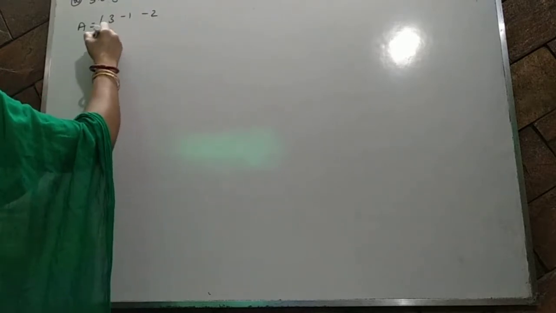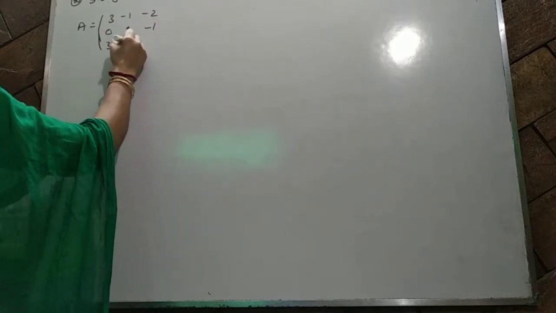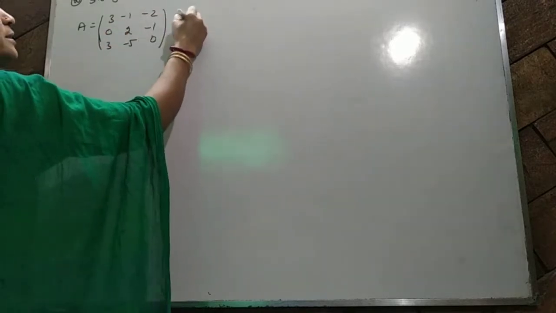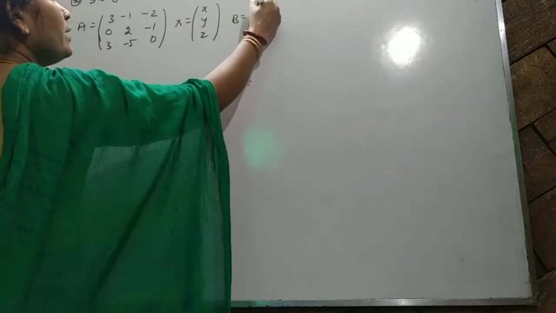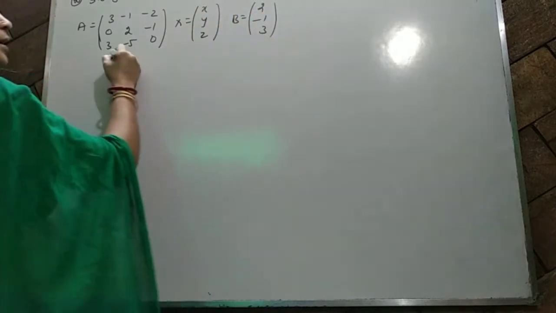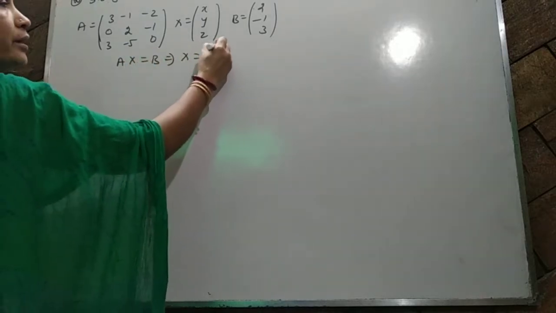Now see here, again the matrix method. Start doing it yourself. This is the last question. The A matrix I'm collecting: 3, minus 1, minus 2, and then there is no coefficient of x, that's why I'm writing 0. Then 2, minus 1, and then 3, minus 5, 0. Then the X matrix is the usual x, y, z, and the B matrix is 2, minus 1, 3. Now the system can be written as AX equals B, which implies X equals A inverse B.